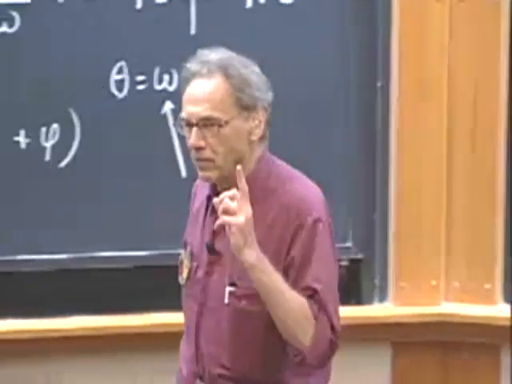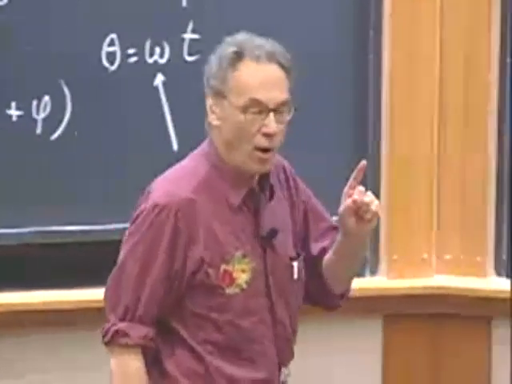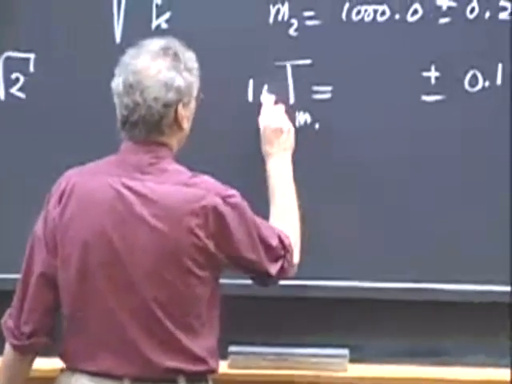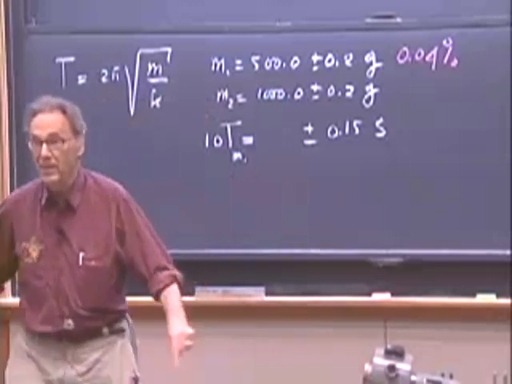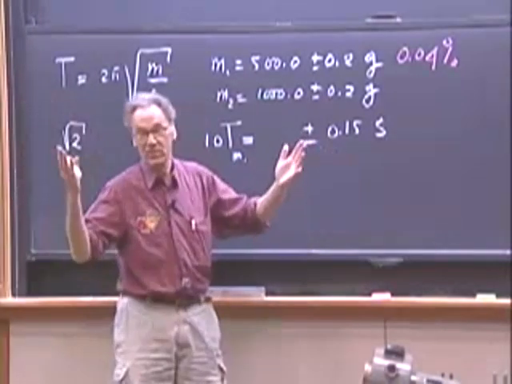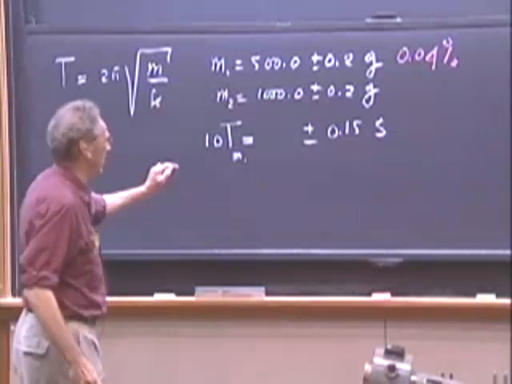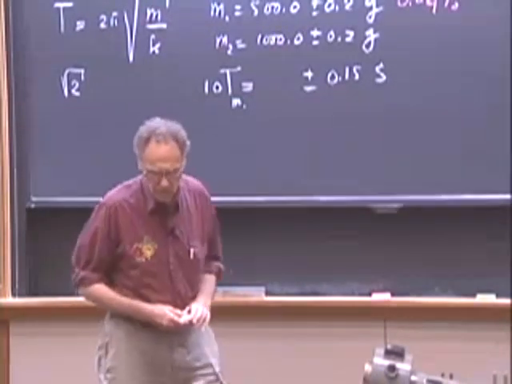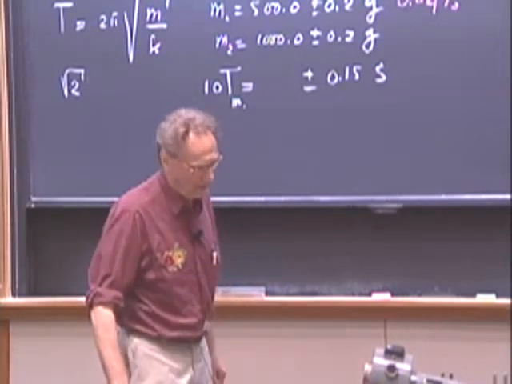However, I can get a very accurate measurement for the period if I make 10 oscillations. Because if I make 10 oscillations, the error in T goes down by a factor of 10. Because the 0.15 is 0.15. That's not going to change. So I'm going to oscillate it 10 times. And then we're going to make a prediction about what we should measure for the higher mass.